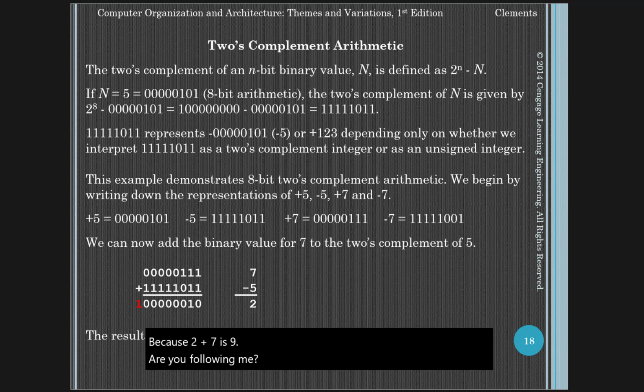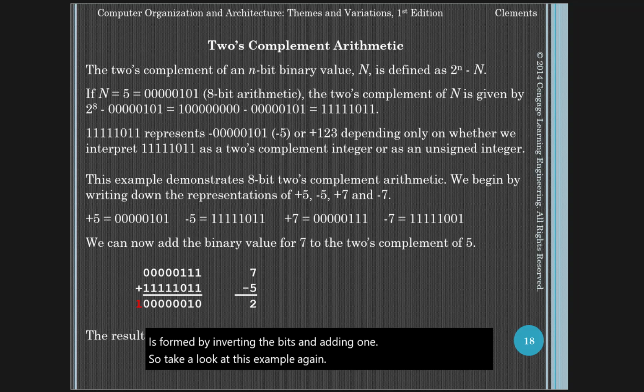In our n-bit binary arithmetic, if p is a number, then its 2's complement is q, and p plus q equals 2 to the n. So in binary arithmetic, the 2's complement of a number is formed by inverting the bits and adding 1. So take a look at this example again.